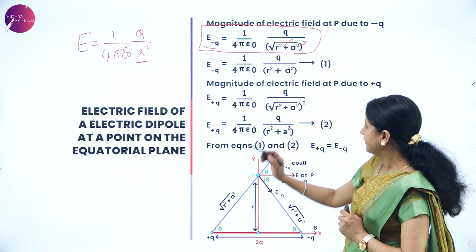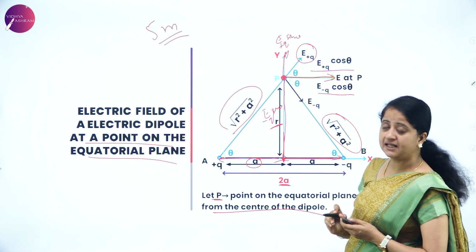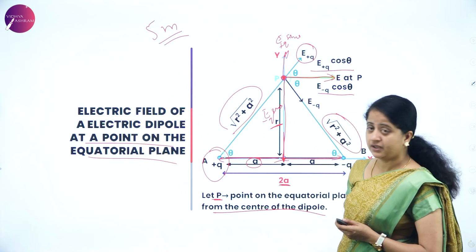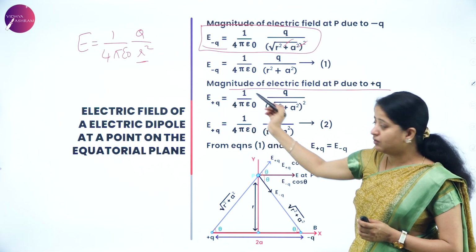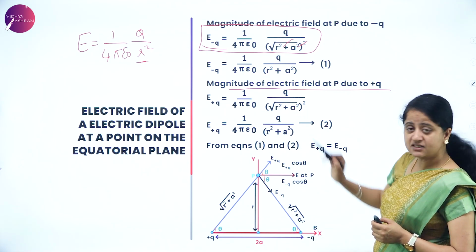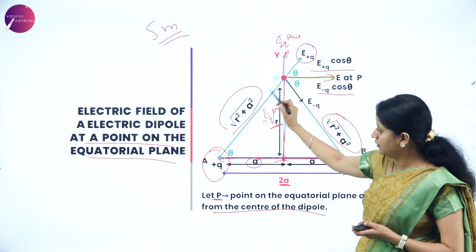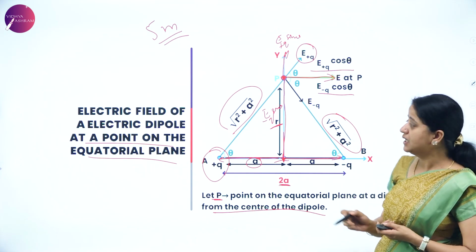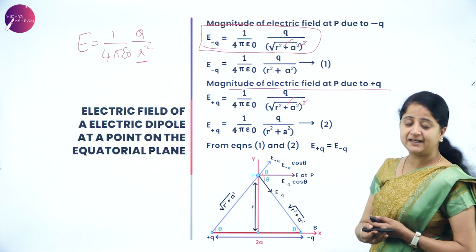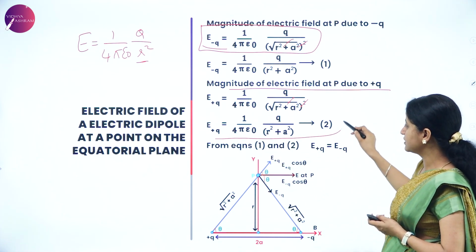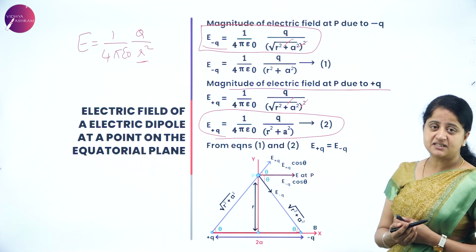Similarly, we have to write the magnitude of electric field at P. P is the point where we are finding the electric field due to plus q. Now, what is the magnitude of electric field due to plus q? It is E plus q is equal to 1 by 4 pi epsilon naught. The charge is q itself and the distance between P and A, that is plus q, is given by root of r square plus a square. So it will be root of r square plus a square, the whole square, and these two will get cancelled and we remain with E plus q is equal to 1 by 4 pi epsilon naught q divided by r square plus a square. That's our equation 2.